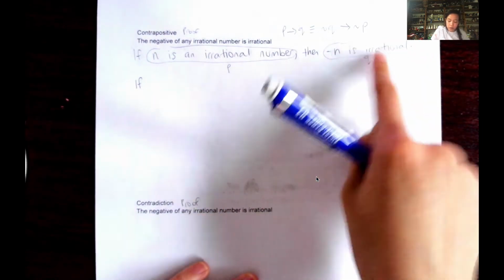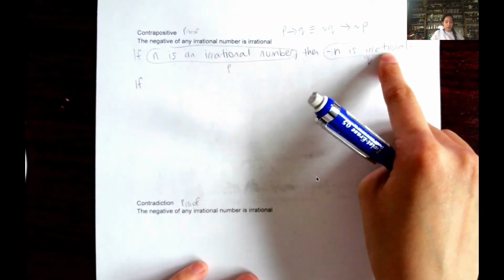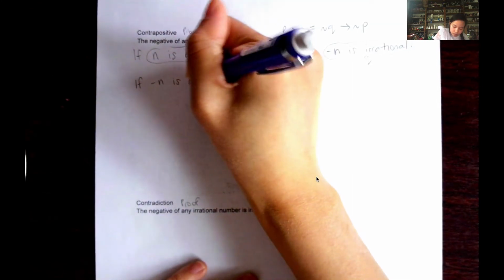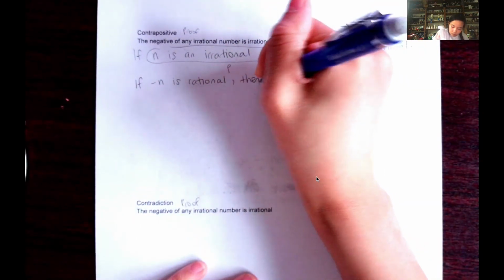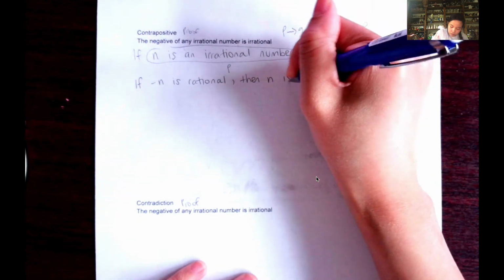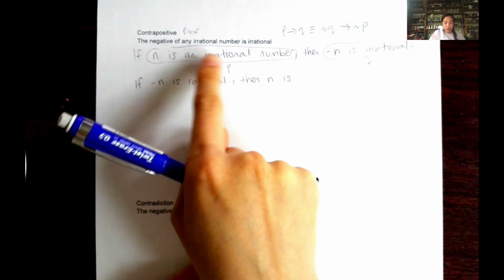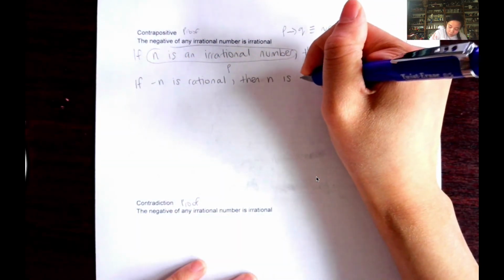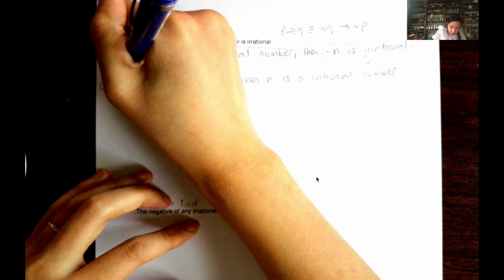is negative n is not irrational, aka negative n is rational because the opposite of irrational is rational. So if negative n is rational, then n is not an irrational number, aka n is a rational number. Okay, so I'm going to write contrapositive right here.